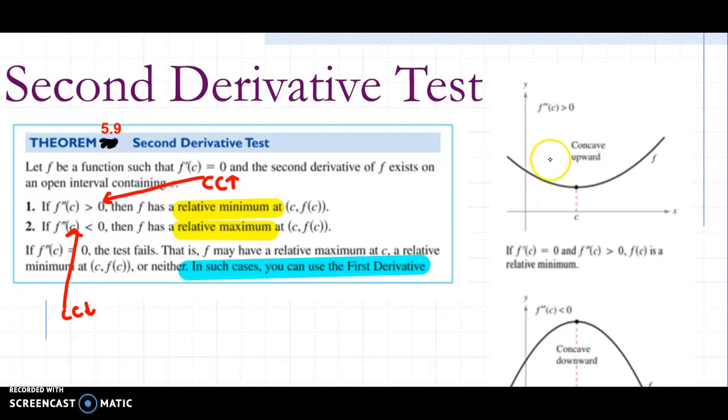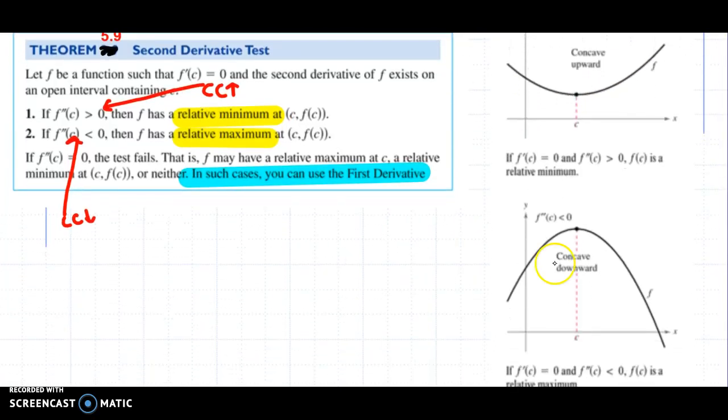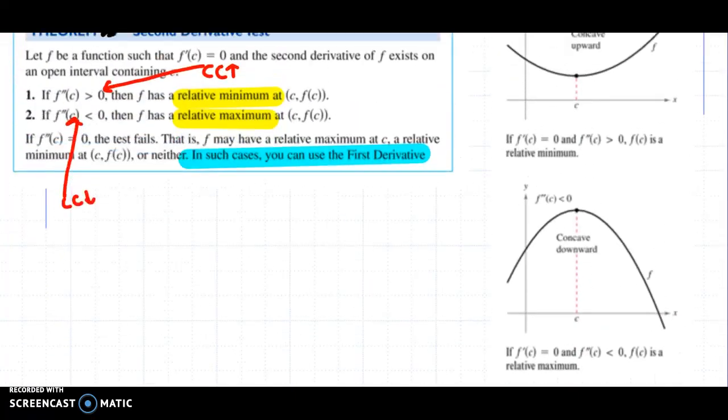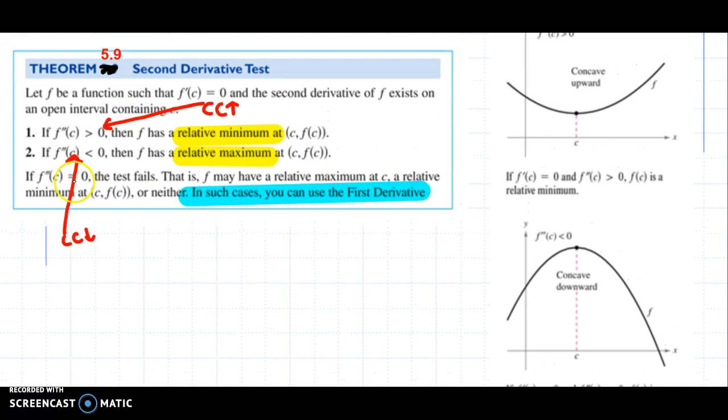And it makes sense that if it's concave up, it would have a relative min. And it also makes sense that if it were concave down, it would have a relative max. Okay? And then if it's neither concave up nor concave down, the second derivative is 0, well, then we can't necessarily decipher anything. We'd have to revert back to the first derivative test. Okay?